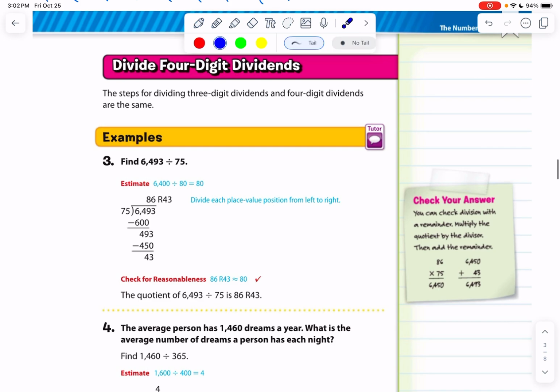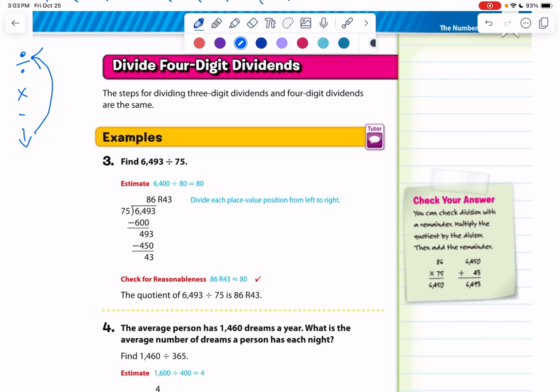Okay, so the steps for dividing 3-digit dividends and 4-digit dividends are the same. What does that mean? We are still doing divide, multiply, subtract, bring down, repeat. Okay, those steps, we just repeat them until we've worked our way across every digit of the dividend. Okay, so let's take a look at that.